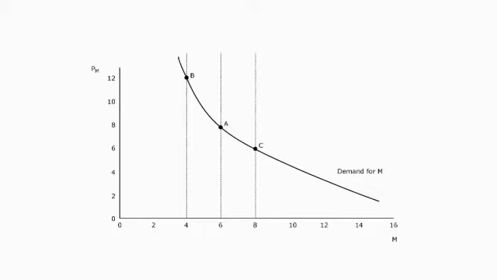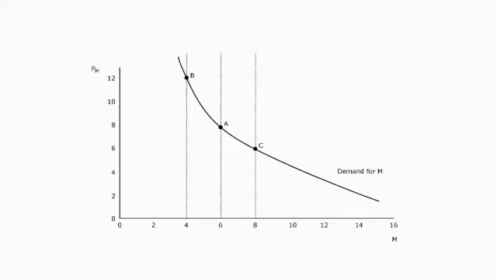I'm sorry, the points are mislabeled too on this. If you go to this bottom graph, these points are mislabeled. So it should go BAC. When the price of movies is 8, that's point A in the middle. You choose 6 movies.